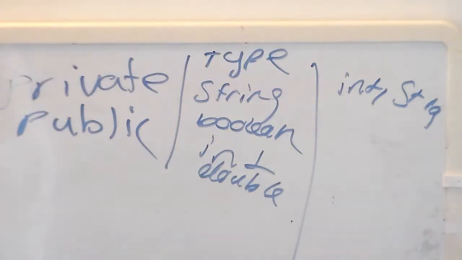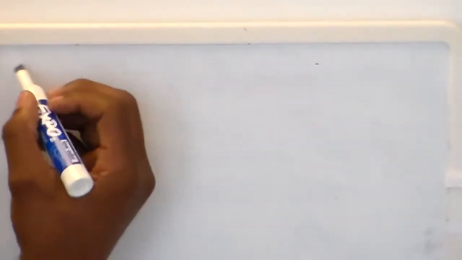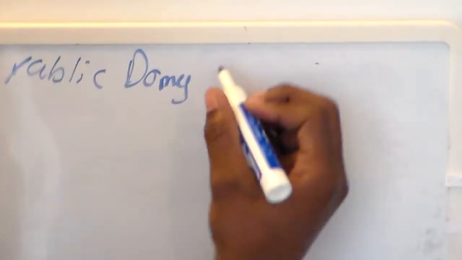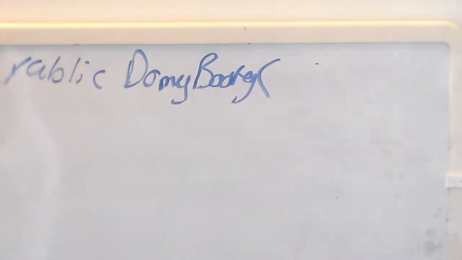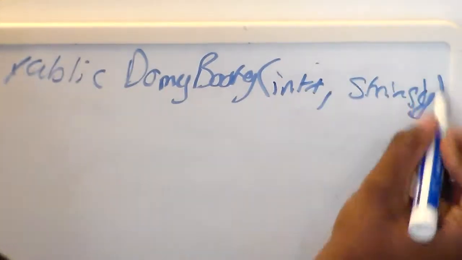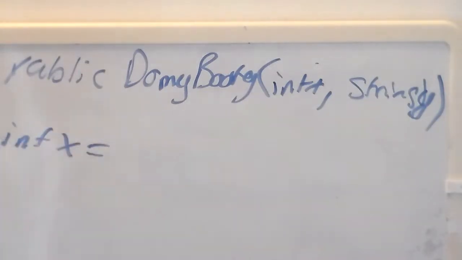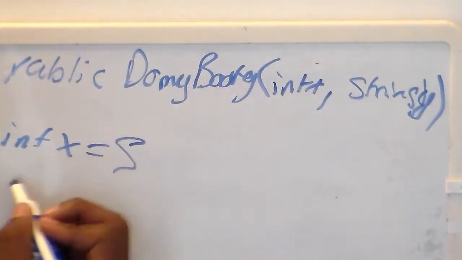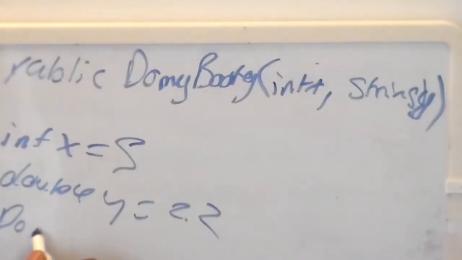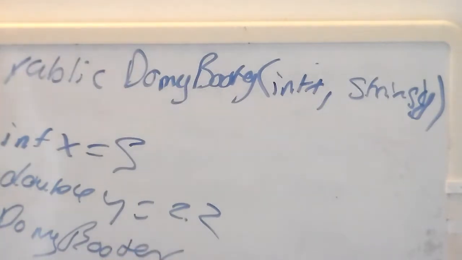Oh, very well then. Well, if that's the case, say we have a method that says public do my booty, and it takes an int and a string. Okay. So say that we have an integer x, now the integer x is equal to 5. Then we have a double y that is equal to 2.2. If we say do my booty with parameters x and y, we should get 7.2 as our answer.